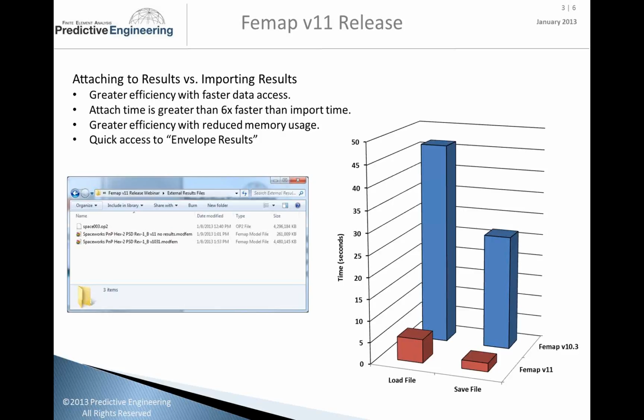I did it with version 10.3.1. I imported my results and saved the file. To save the file, it was about 30 seconds. To open the file, it was closer to a minute. And I did the same exact model with version 11 using attach to results. And I was getting about 2 seconds and 4 seconds for the save time and the load time, respectively. It actually took longer for the graphics to update than it did for me to load or save the model.